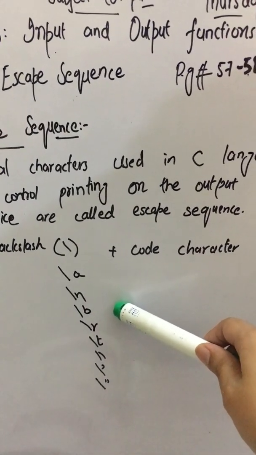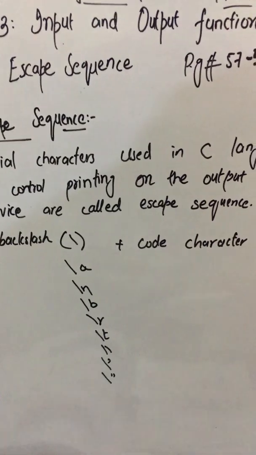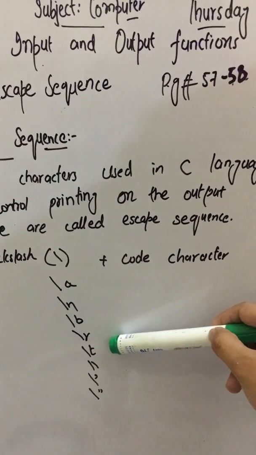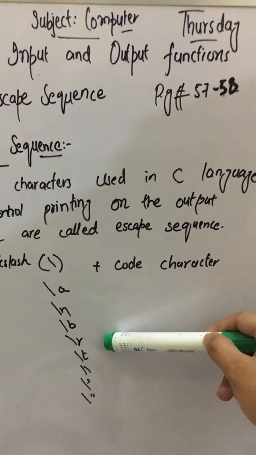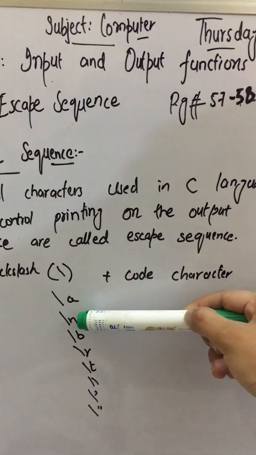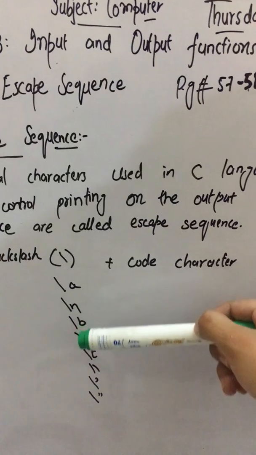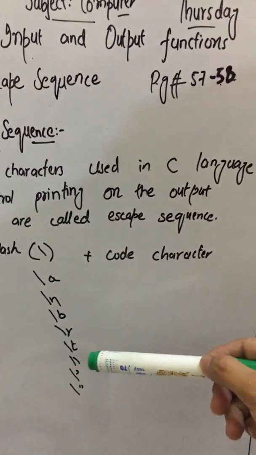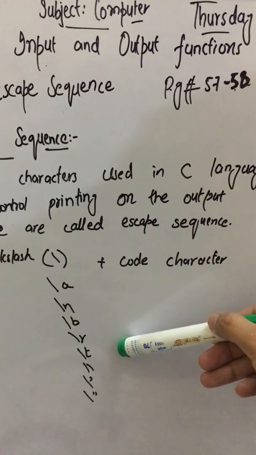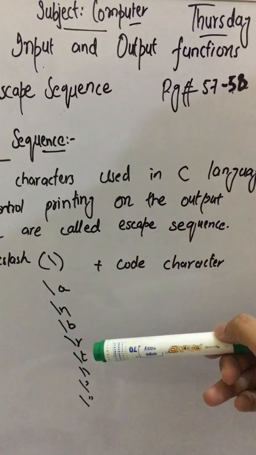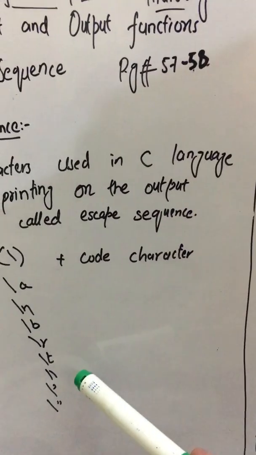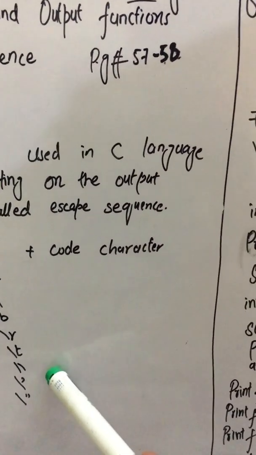Backslash b is used to move the cursor backward by one position. Backslash r is used to move the cursor to the beginning of the current line. Backslash n will move the cursor to the beginning of the next line, and backslash r will move the cursor to the beginning of the current line. Backslash t is used to move the cursor to the next horizontal tabular position. Then you have double backslash, which produces one backslash.